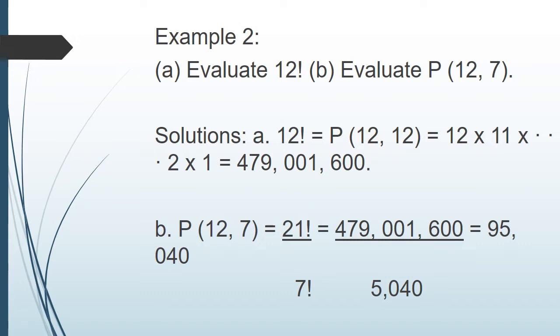B. P(12, 7) is equal to 12 factorial over (12 minus 7) factorial, which is equal to 479,001,600 over 5,040, which is equal to 95,040.